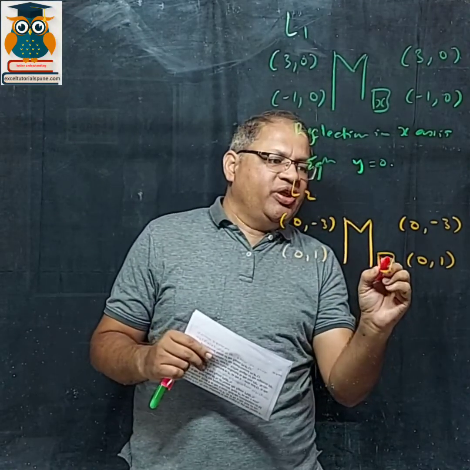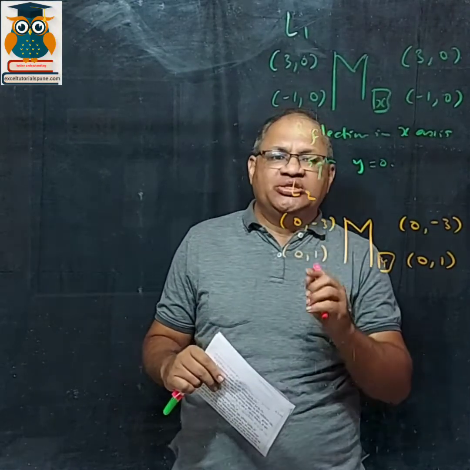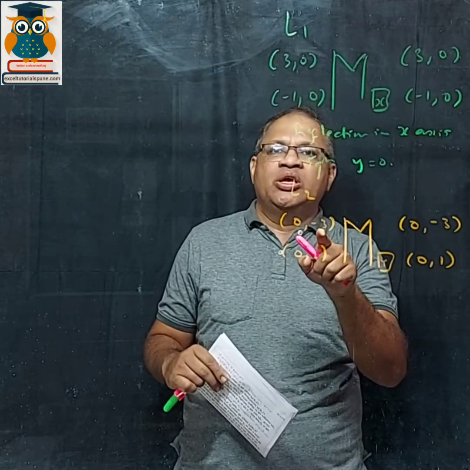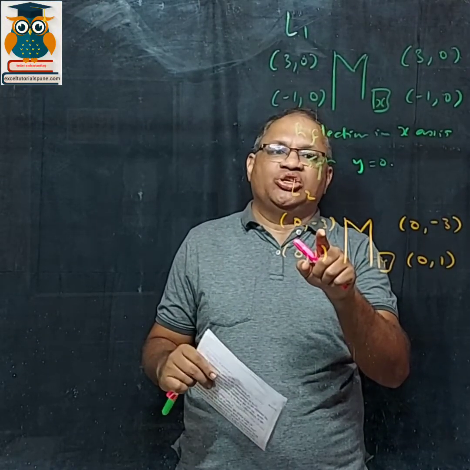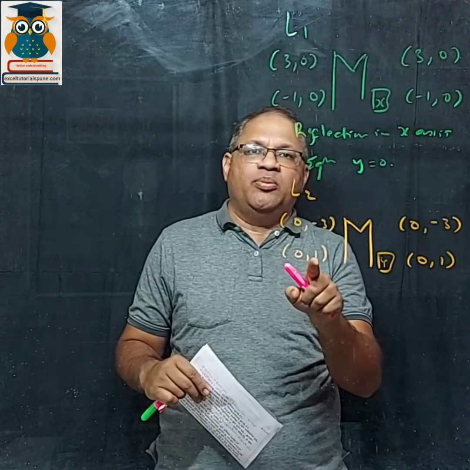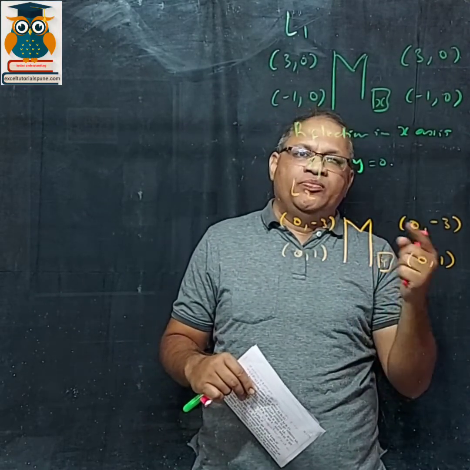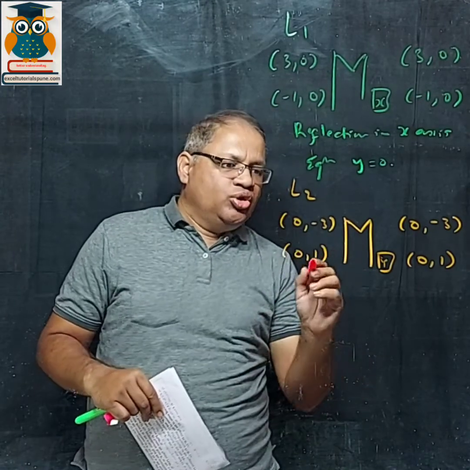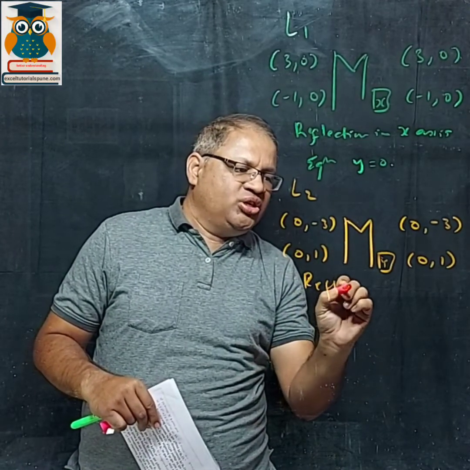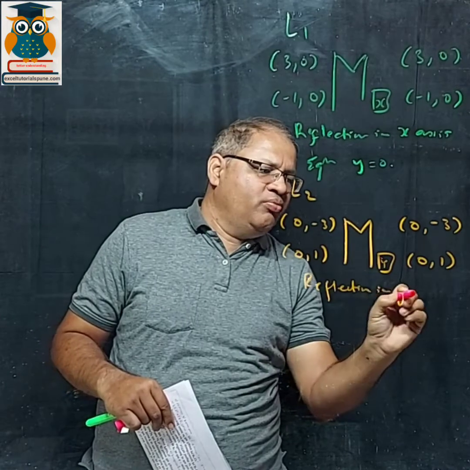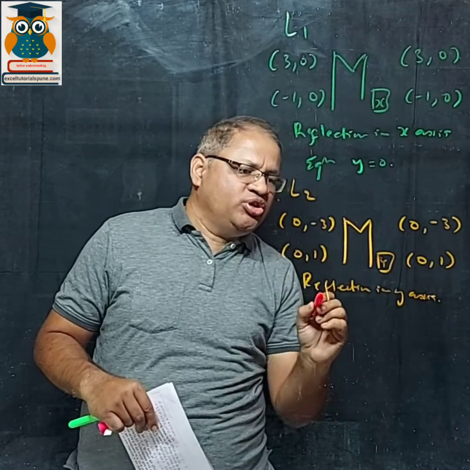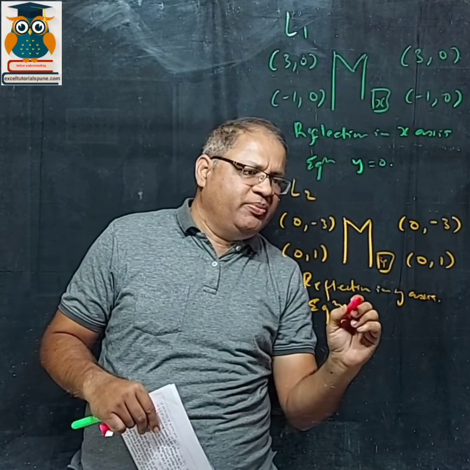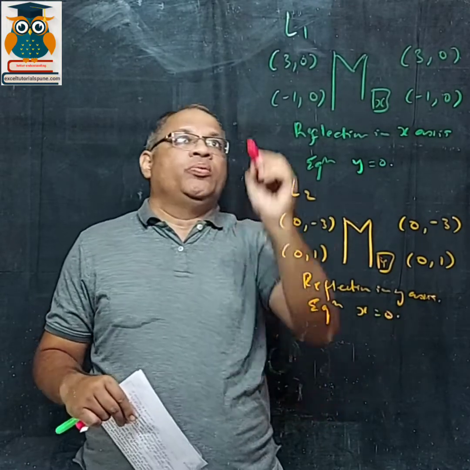Whenever it is reflection in the y-axis, the x coordinate changes. (0, -3) becomes (-0, -3), which is (0, -3) only. Same with (0, 1) becoming (-0, 1), which is the same as (0, 1). So it is reflection in the y-axis, and the equation of L1 will be x is equal to 0.